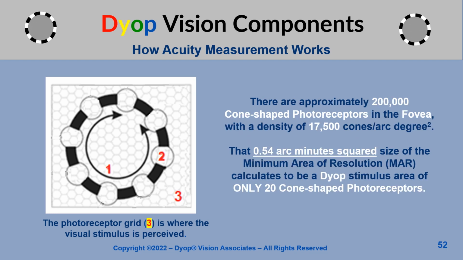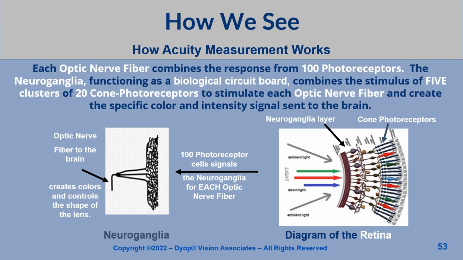There are approximately 200,000 cone-shaped photoreceptors in the fovea, with a density of 17,500 cones per arc degree. That 0.54 arc-minute square size of the minimum area of resolution calculates to be a Dyop stimulus area of only 20 cone-shaped photoreceptors. Since each optic nerve fiber combines the response from 100 photoreceptors, then the neural ganglia is functioning as a biological circuit board to combine the stimulus of 5 clusters of 20 cone photoreceptors to stimulate each optic nerve fiber to then create the specific color and intensity of the signal sent to the brain.